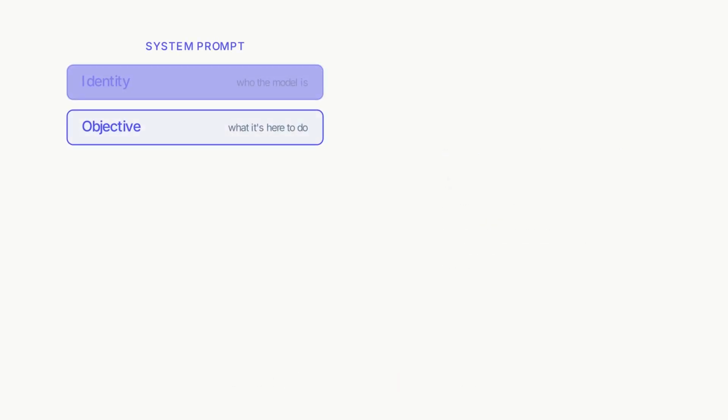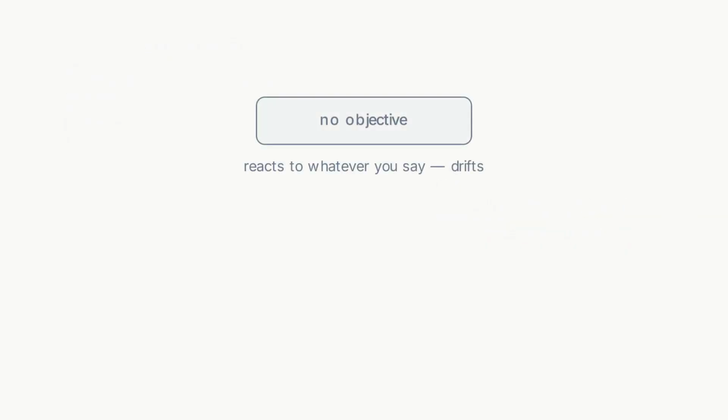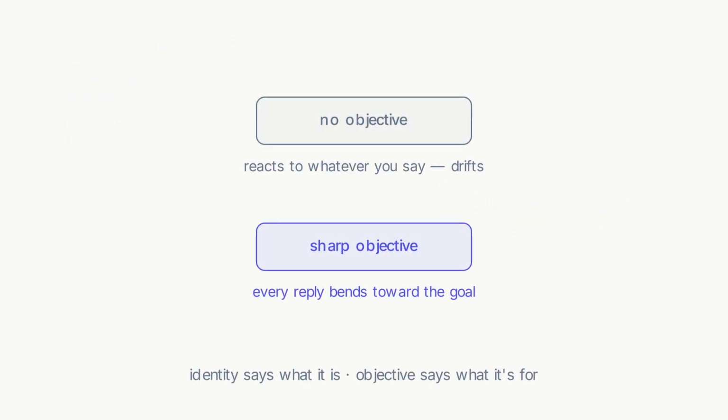Layer 2 sits right beneath it, the objective. Not just who the model is, but what it's actually here to do. Help the user cook a meal with what's in their fridge, answer billing questions, and when stuck, hand off to a human. A clear goal gives every response something to aim at. Picture the difference. With no objective, the model just reacts to whatever you happen to say, drifting wherever the conversation goes. With a sharp one, help the customer resolve their issue in as few steps as possible. Every single reply quietly bends toward that end.